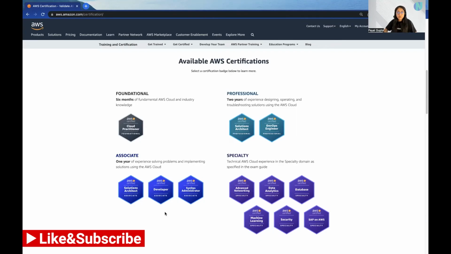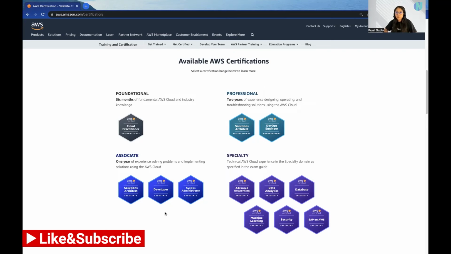Next is the Developer Associate. So Developer Associate is for those individuals who have developer experience. Basically, if you are someone who has in-depth knowledge of one of the programming languages and have experience building and developing solutions on AWS and have good AWS services knowledge, then you can aim for Developer Associate.